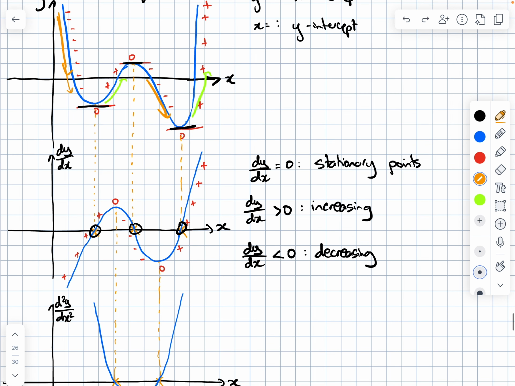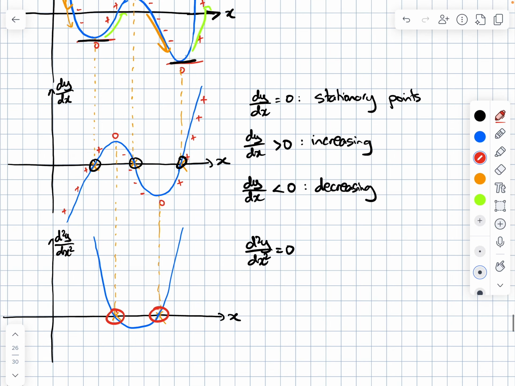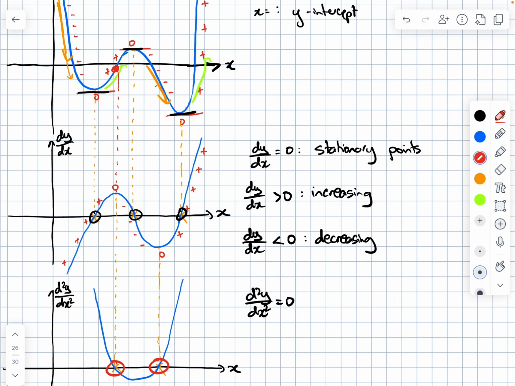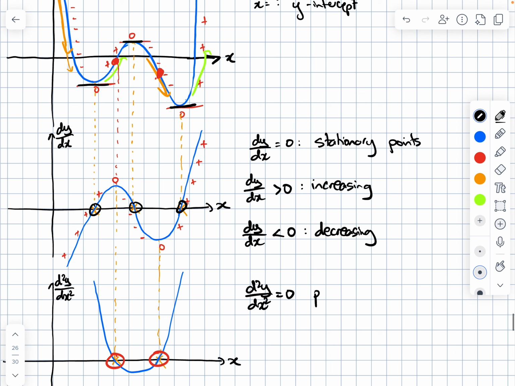Going one step further, the second derivative is new to us. When you have the second derivative being 0, which occurs here and here, if we draw that all the way up, we're looking at about that point there and approximately that point there. Now that is called a point of inflection.